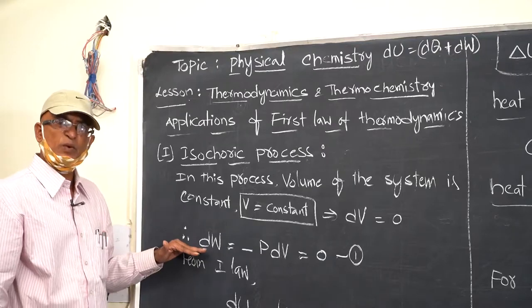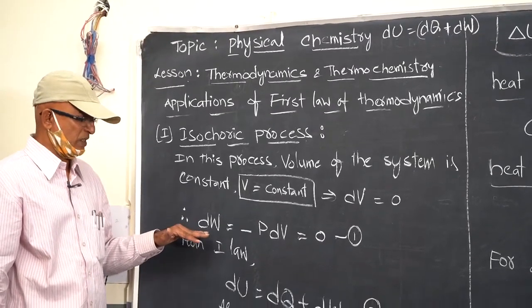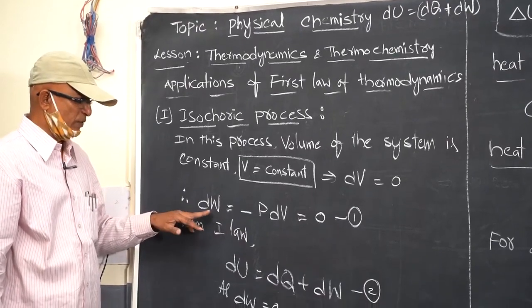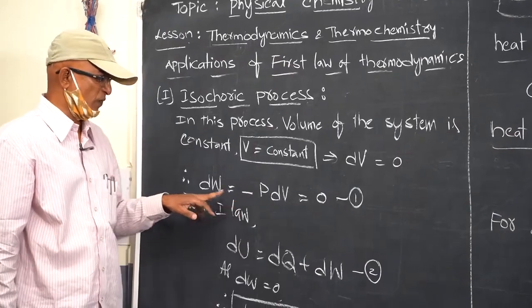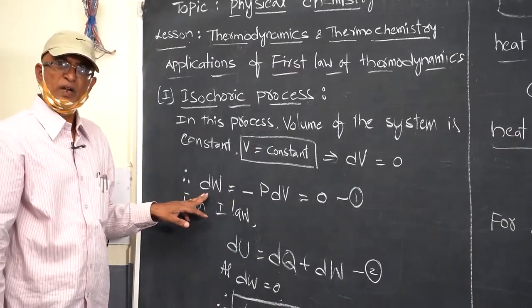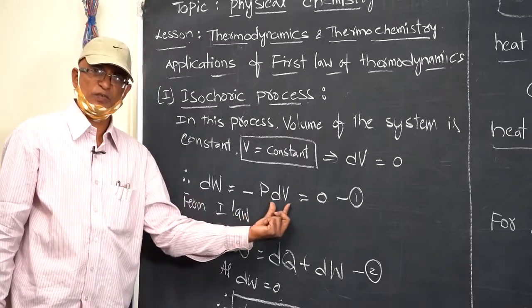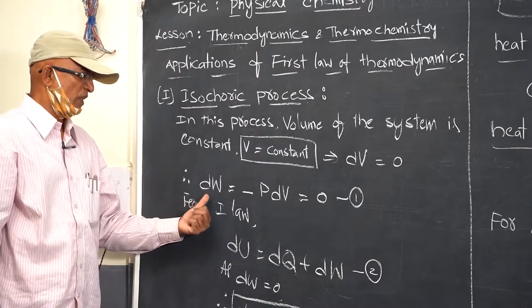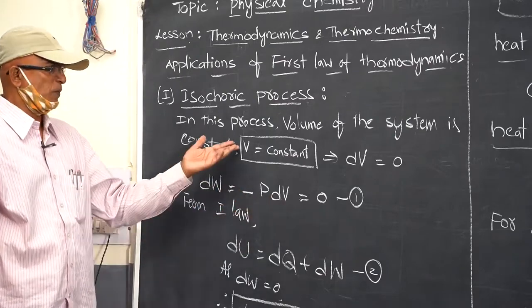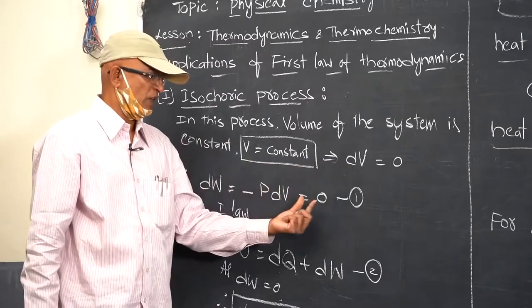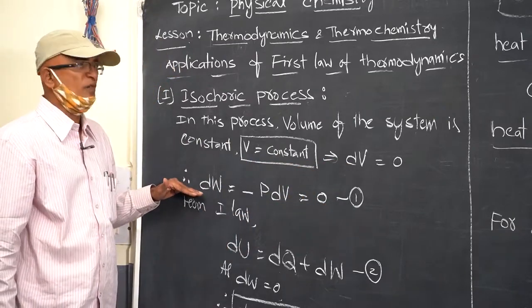Now, in any reversible process, the expansion work or the compression work or the mechanical work is given by dW = -PdV. This formula is applicable for any reversible process where there is a small change in the volume of the system, dV. But in this process, as volume is constant, the work done is always 0. This is a key aspect of the isochoric process.